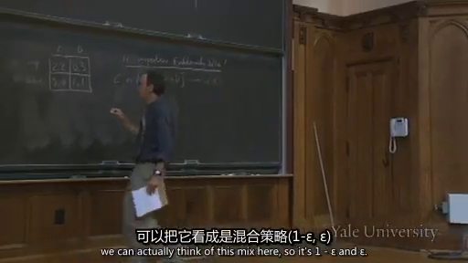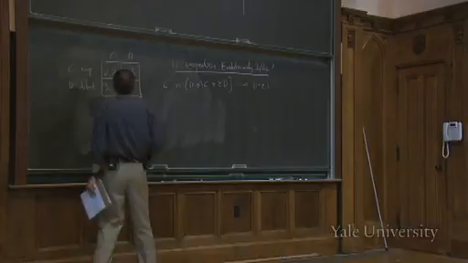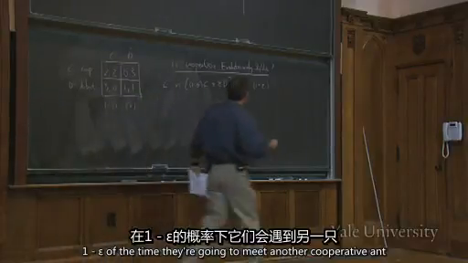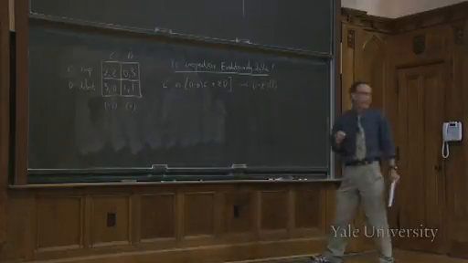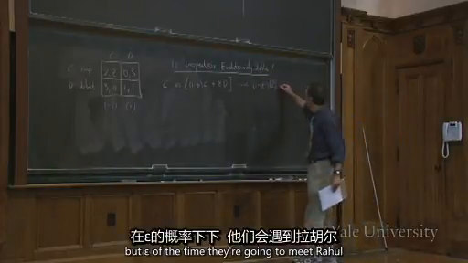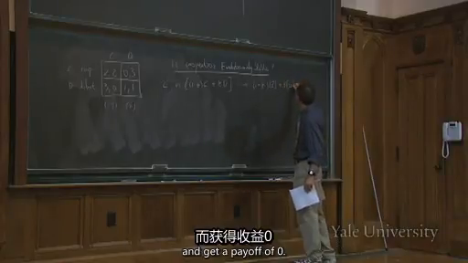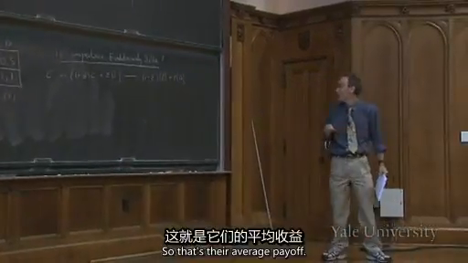We can actually think of this mix here, so it's 1 minus epsilon and epsilon. 1 minus epsilon of the time, they're going to meet another cooperative ant and get a payoff of 2, all right? But epsilon of the time, they're going to meet Rahul and get a payoff of 0. Is that correct? So that's their average payoff.